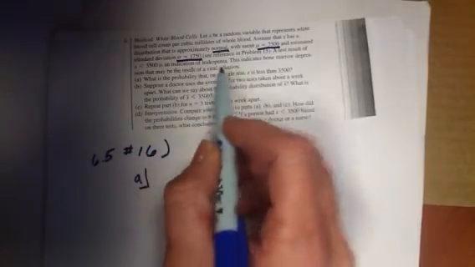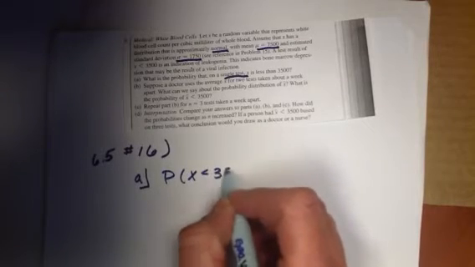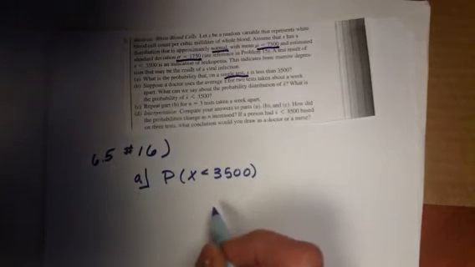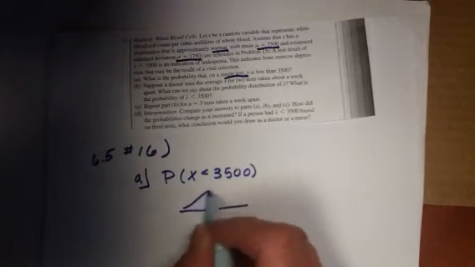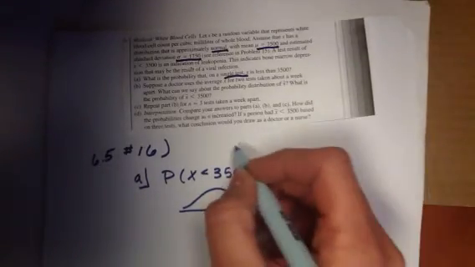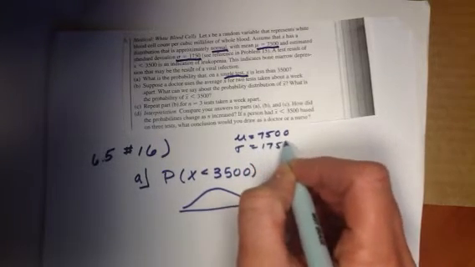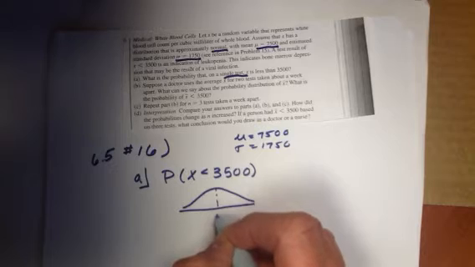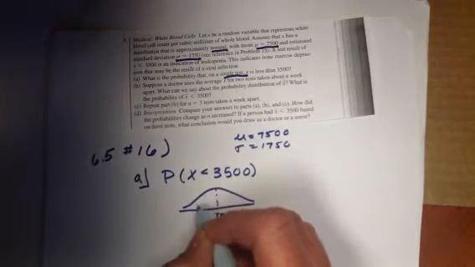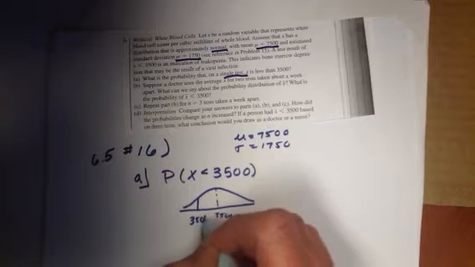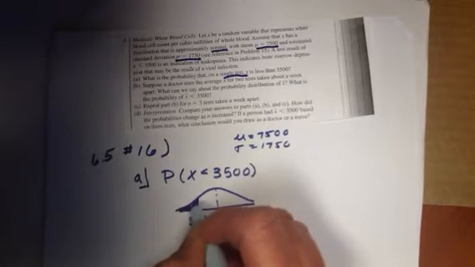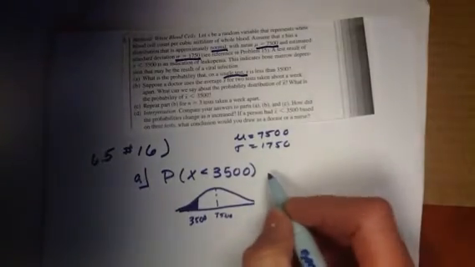Okay, so in part A, it says what is the probability that on a single test, X is less than 3,500? So this is the same type of problem we have been doing in section 6.3. So we're looking for the probability that it's less than 3,500. We know that mu is 7,500 and sigma is 1,750. So I know my mean is right here, 7,500. That means 3,500 is somewhere over here, right? So the area under the curve that I'm looking for is less than or to the left of 3,500.